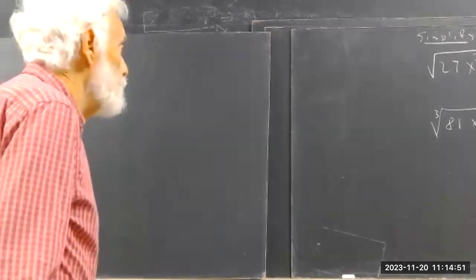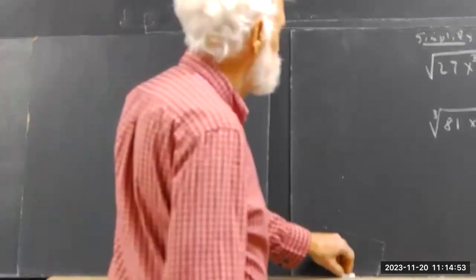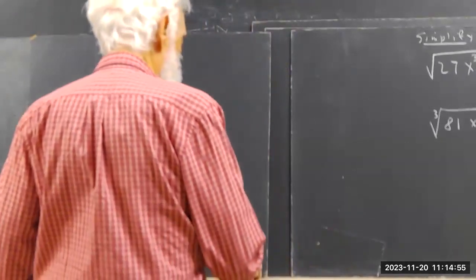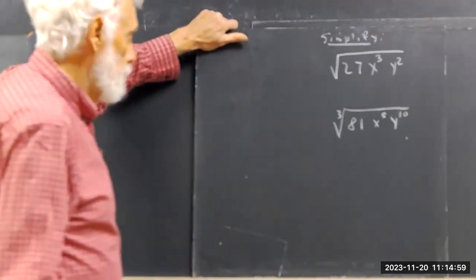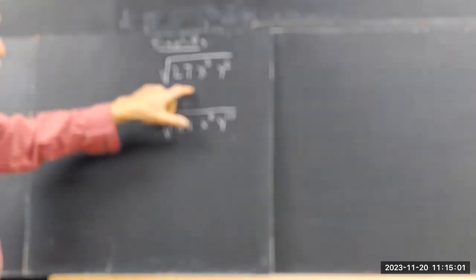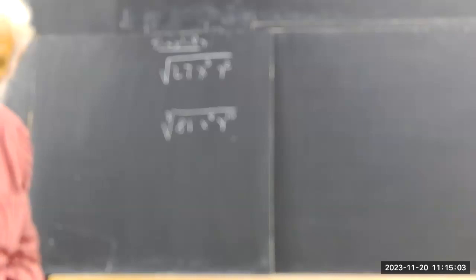Okay, so we have an expression here. Twenty-seven x cubed y squared, and we want to simplify that.